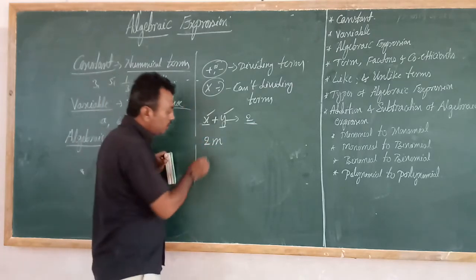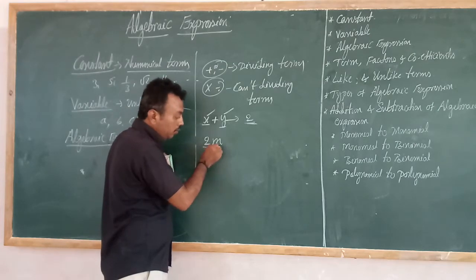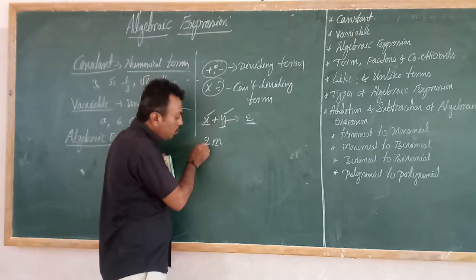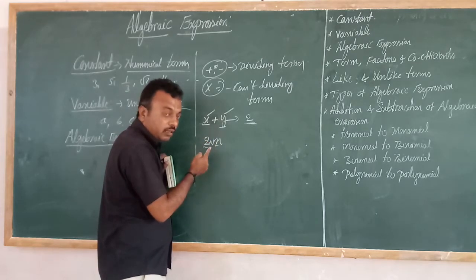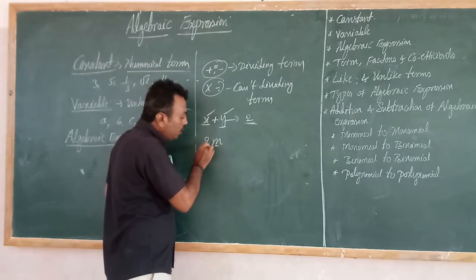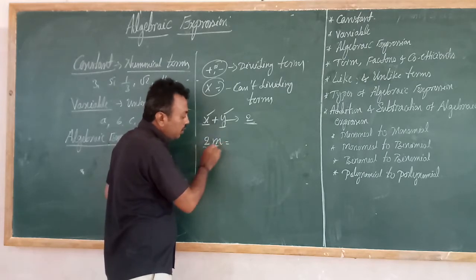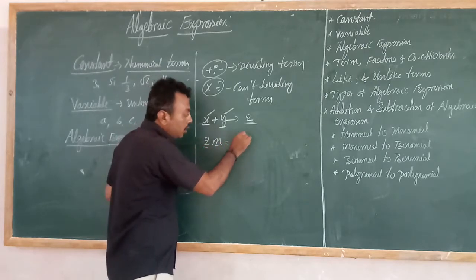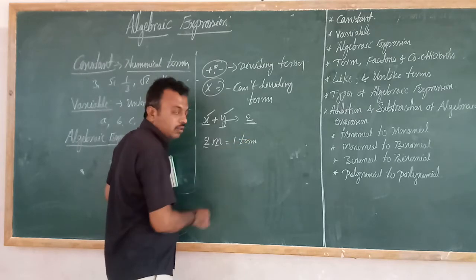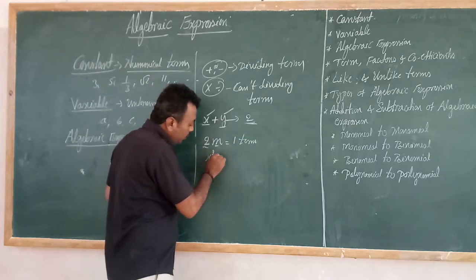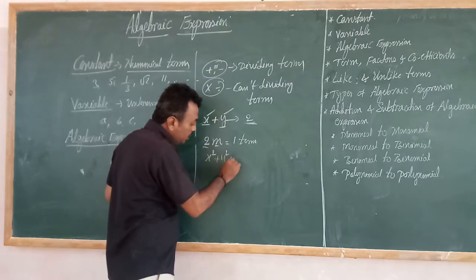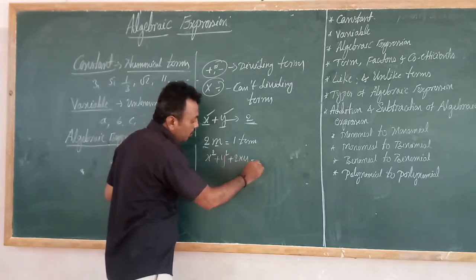Then 2m is there. So 2 is a numerical term, and m is a variable term. So 2 and m, in between which sign is there? Into. So into, it cannot divide in the terms. Therefore 2m, nothing else is there, into is there. So we can say it as 2m. So how many terms are there? Only one term.